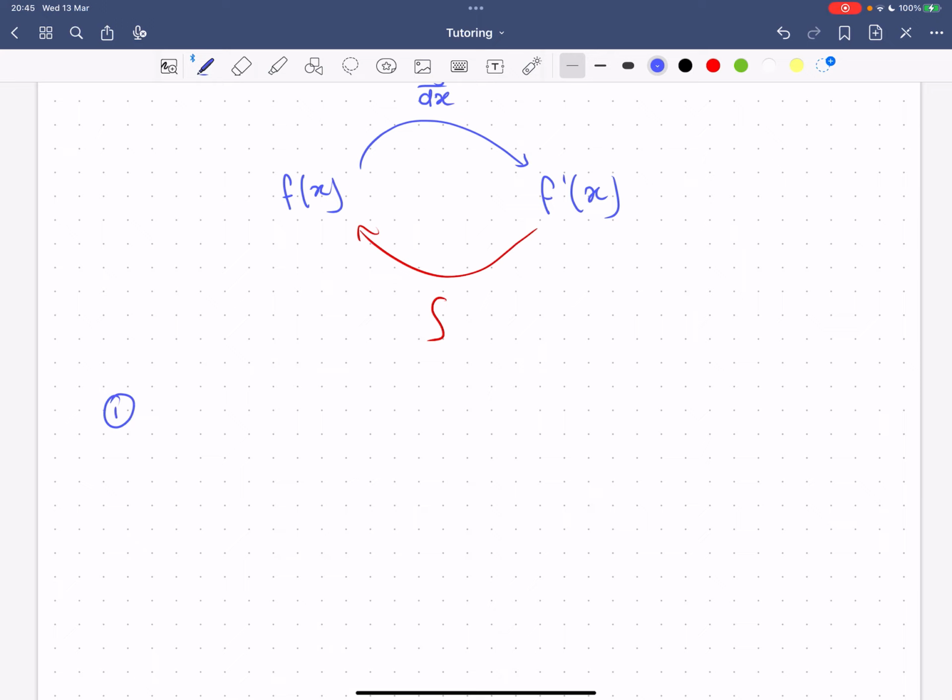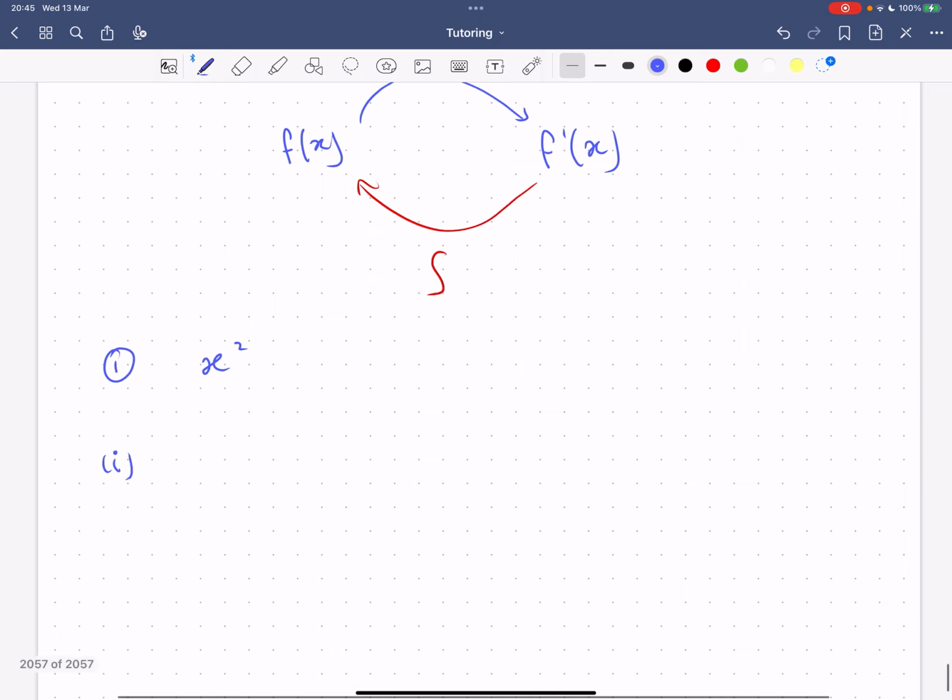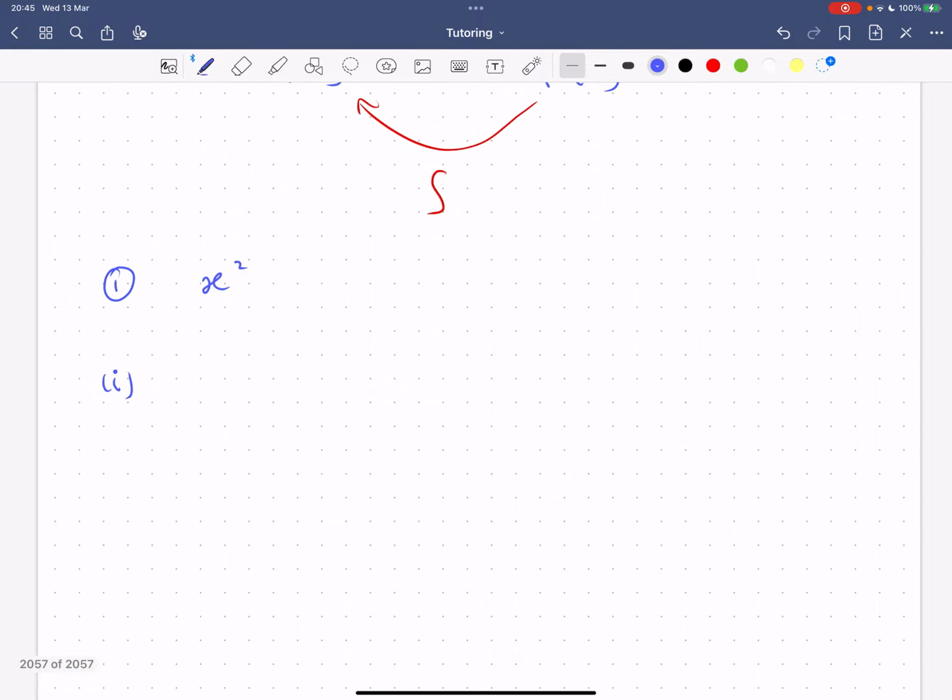So let's say I had the function x squared and I wanted to differentiate it. We know that I can bring down the power and subtract 1 from the power. So d by dx of x squared is equal to 2x. But what if I wanted to integrate it? The integral of x squared dx. Well, the integration rule tells us that we add 1 to the power and divide by the new power.